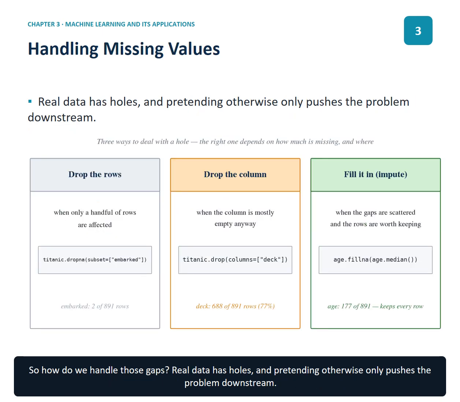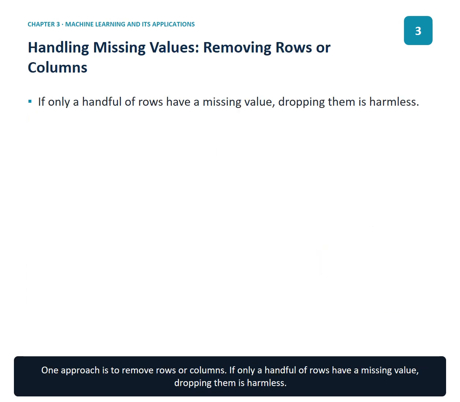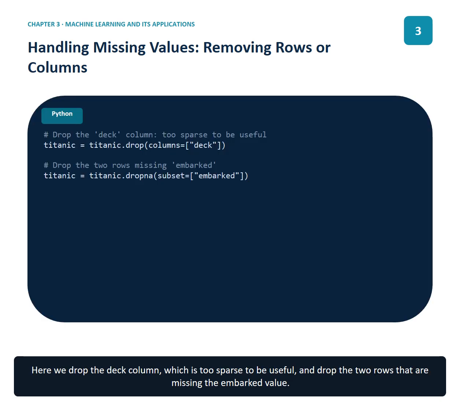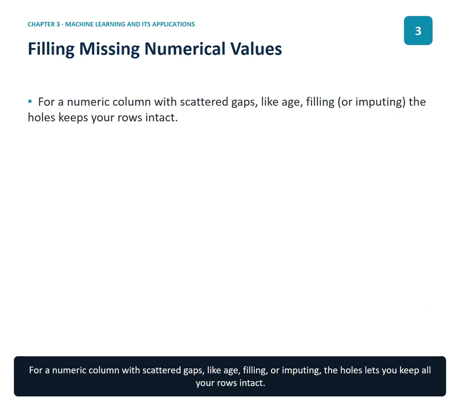Real data has holes, and pretending otherwise only pushes the problem downstream. One approach is to remove rows or columns. If only a handful of rows have a missing value, dropping them is harmless. Here we drop the deck column, which is too sparse to be useful, and drop the 2 rows that are missing the embarked value. For a numeric column with scattered gaps, like age, filling, or imputing, the holes lets you keep all your rows intact.